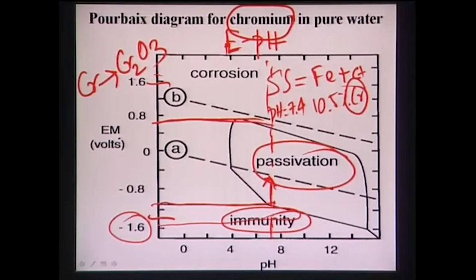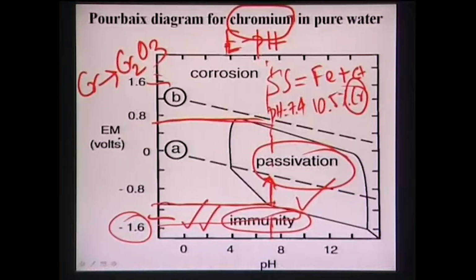So passivation is still okay, immunity is highly desirable, so I am putting two ticks. Passivation is also desirable, that means that chromium is protecting the underlying material by forming passivated oxides on the surface. Now the moment this electrochemical potential at pH equal to 7.4 is above 0.8 volt, then your corrosion starts. So at a higher electrochemical potential range, although there is a sufficient amount of chromium which otherwise gives you good corrosion resistance, that will not serve its purpose.